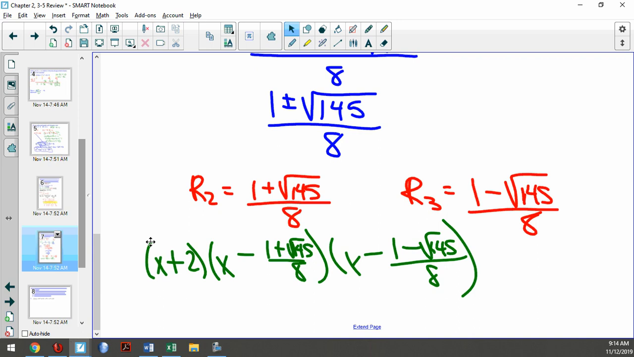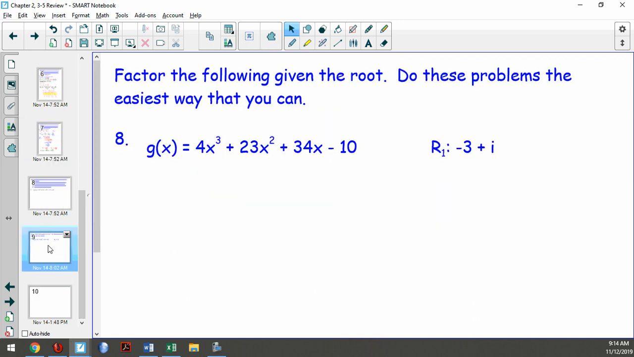Okay, the last thing that I want to show you is going to be this. Factor the following given the root. Do these problems the easiest way that you can. Meaning I'm not requiring you to do P over Q or Descartes. You with me? I'm requiring you to look at this problem and to figure out how you're going to do this easiest way.